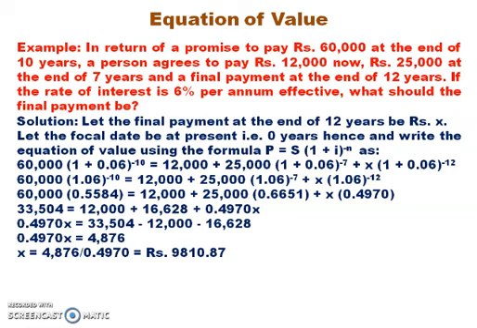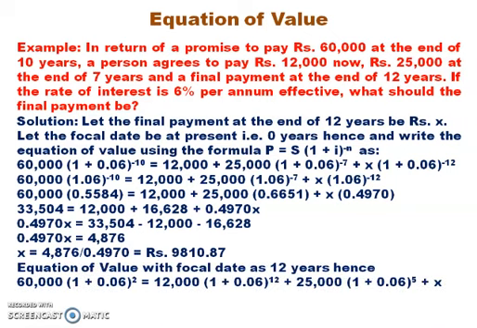The 25,000 which is to be paid 7 years hence, its present value is found using n is equal to 7, and x which is to be paid 12 years hence, its present value is found using n is equal to 12. When you solve this equation, you get x is equal to rupees 9,810.87. It is important that you can take focal date to be 0 year hence, or you can take any other date to be focal date.